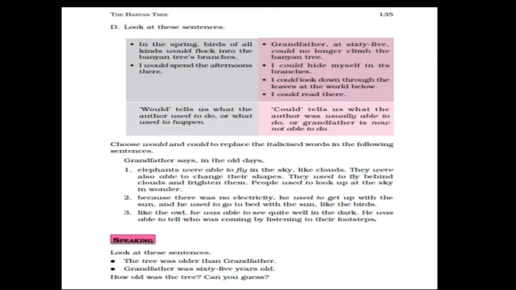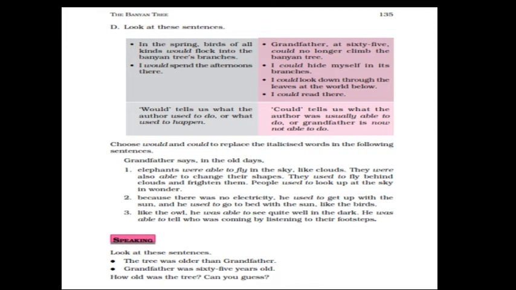So what you have to do, children, is add could and would in these sentences. Like the first one is, elephants could fly in the sky like clouds. They could also change their shapes. They would fly behind clouds and frighten them. People would look up at the sky in wonder.